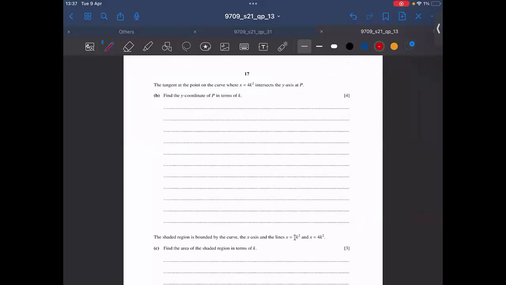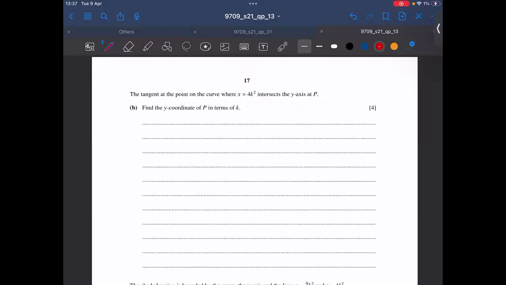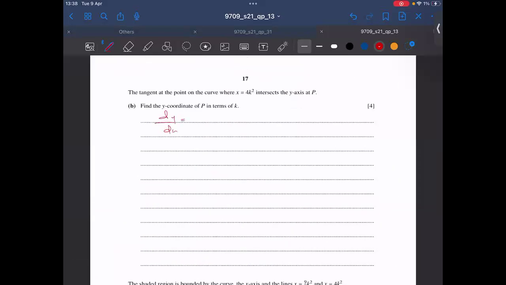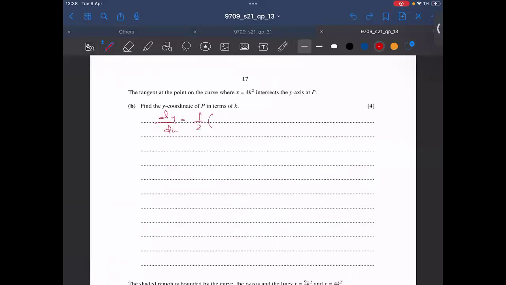The tangent at the point on the curve where x is equal to 4k square intersects the y axis at P. Find the y coordinate of P in terms of k. At point of the curve dy by dx निकालना है। Half x, in place of x I can write down 4k square to the power of minus half, and 4k square to the power of minus 3 over 2.